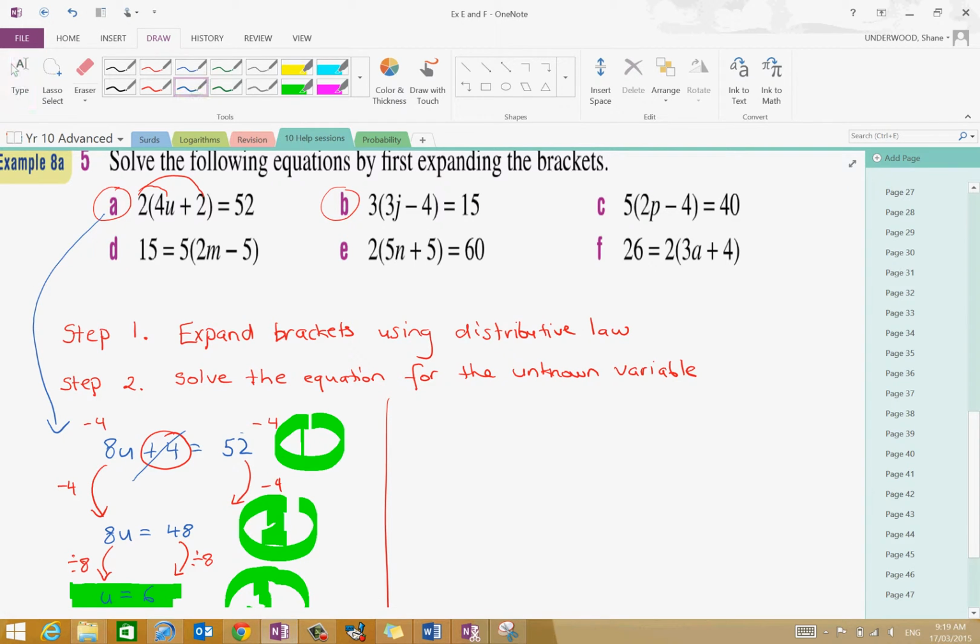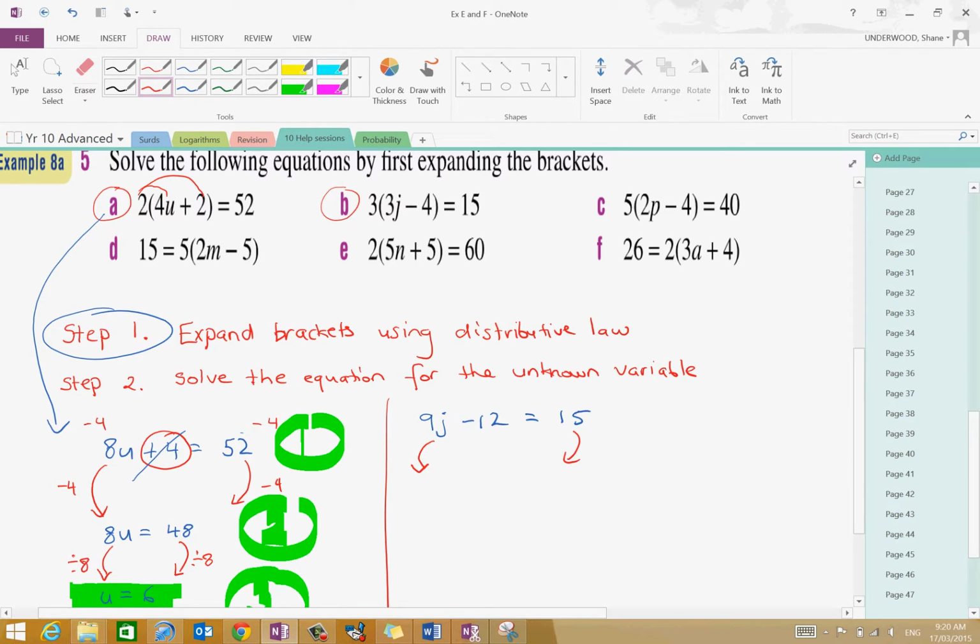First of all, using distributive law, we're doing step 1 here. 3 times 3j is 9j. 3 times minus 4. Well, a negative number times by a positive number is a negative number. So just think about dealing with the negative at the end. 4 times 3 is 12, but it's negative 12. Is equal to 15.